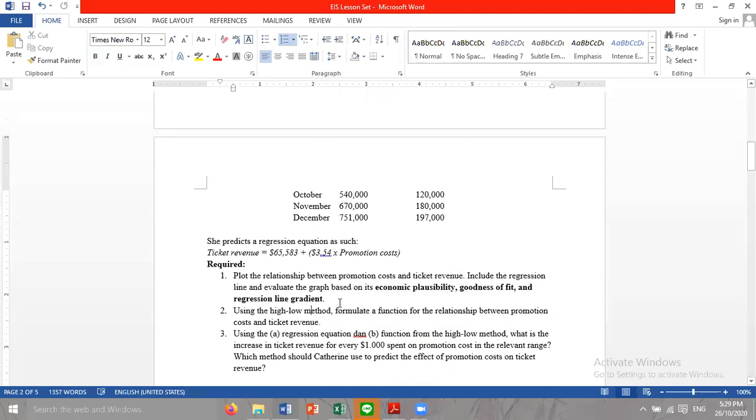2. Using the high-low method, formulate a function for the relationship between promotion cost and ticket revenue. 3. Using the regression equation and function from the high-low method, what is the increase in ticket revenue for every $1,000 spent on promotion cost in the relevant range? 4. Which method should Catherine use to predict the effect of promotion cost on ticket revenue?